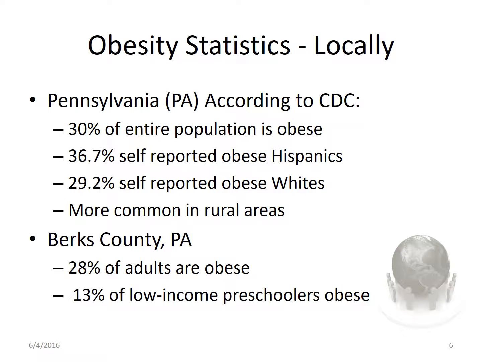Obesity statistics locally. I live in Pennsylvania, and according to the CDC, 30% of the entire population of Pennsylvania is obese. 36.7% are self-reported obese Hispanics, which again, there's the Hispanic population that is obese, and 29.2% are self-reported obese whites. Obesity is more common in the rural areas for many reasons. They have less food choices, there's more poverty, there's less access to health care and preventative service. The schools offer more soda and candy in vending machines.